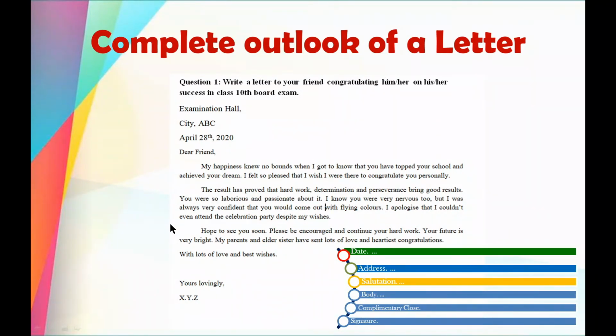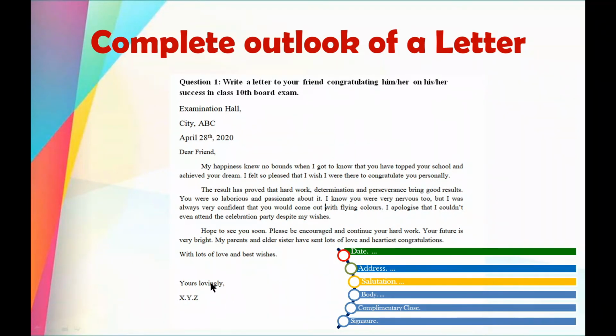And one thing you are noticing over here is the way of writing. That is very informal. My happiness knew no bounds when I got. For example, if you are in front of your principal, you could not say my happiness knew no bounds when I meet you. This is informal language. When you talk to your friends, to your family members, this is the type of informal language. So my dear students, with lots of love, this is the complimentary clause.